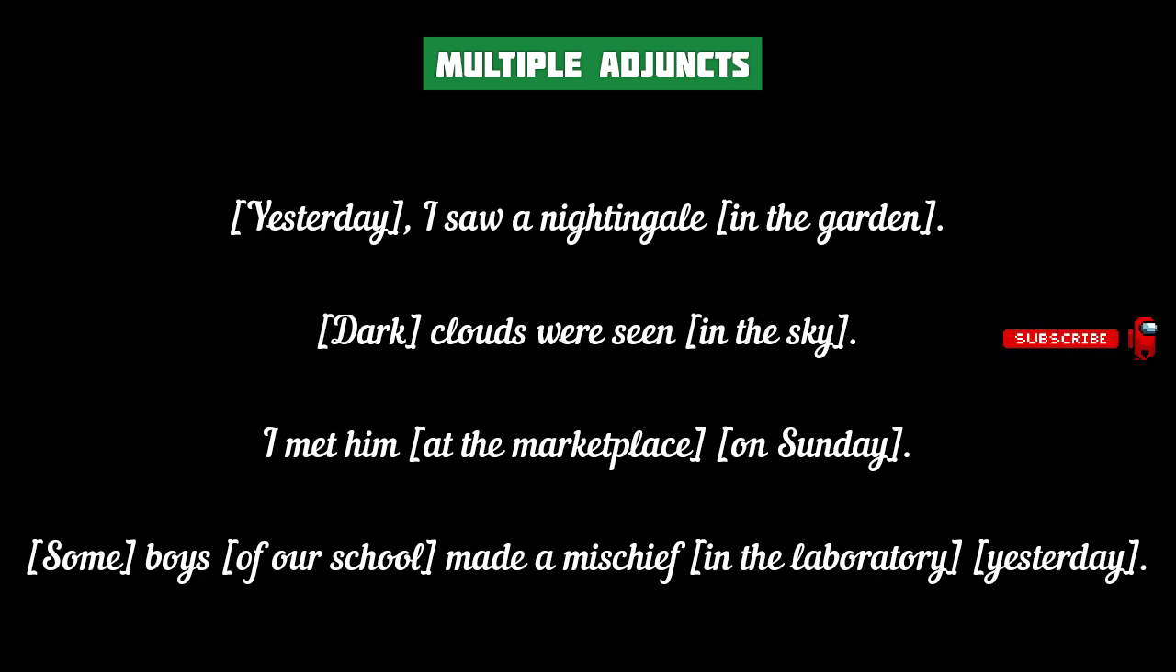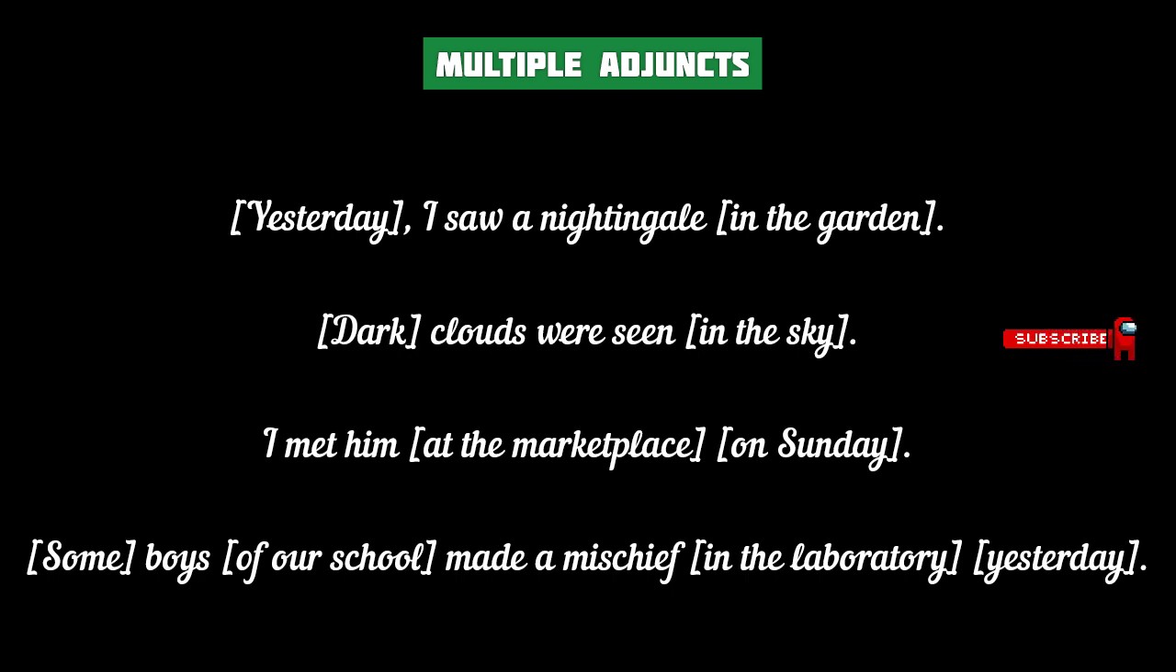In the next example, I met him at the marketplace on Sunday. There are two adverbial adjuncts. The prepositional phrases at the marketplace and on Sunday modify the verb met. But even if you remove these adjuncts from the sentence, the remaining structure, I met him, remains meaningful or unaffected.